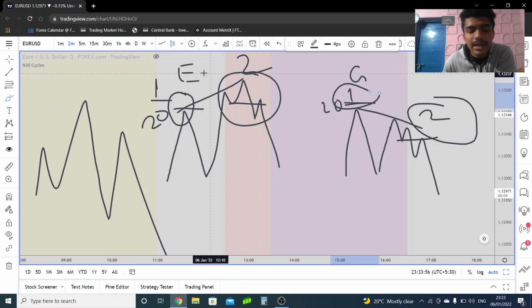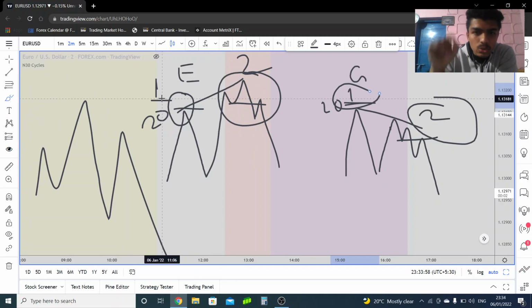This becomes a second leg. So what happens is one pair is going to break the first leg, another pair is going to fail to break the first leg, and that is exactly the time to look for SMT. But what are we doing?